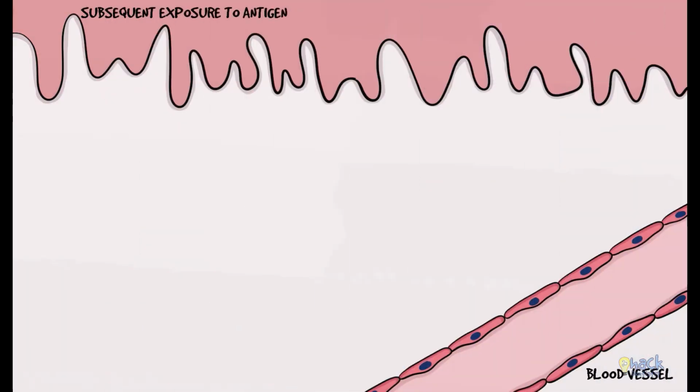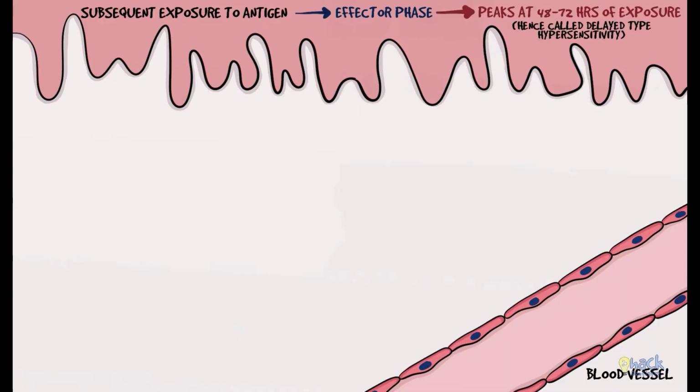Now, subsequent exposure to the antigen forms the effector phase of the reaction, and the manifestations usually peak at around 48 to 72 hours of the second exposure. The antigens are again picked up by the antigen-presenting cell, and this time presented to the Th1 cell, which kicks off a cascade of reactions.